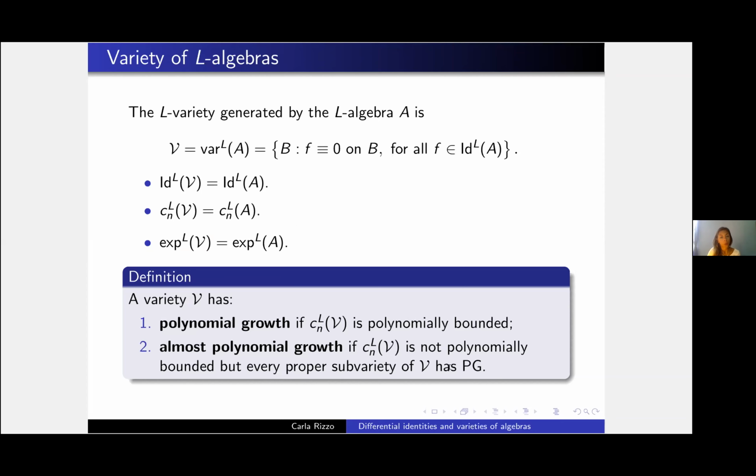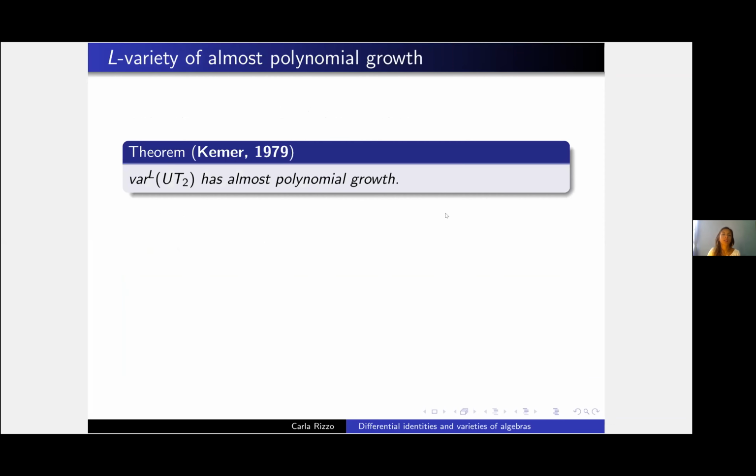has polynomial growth. So in this setting, it's interesting to study varieties of almost polynomial growth in order to classify the varieties of polynomial growth. Examples of varieties of almost polynomial growth are, for example, the variety generated by UT2 where L acts trivially on it.